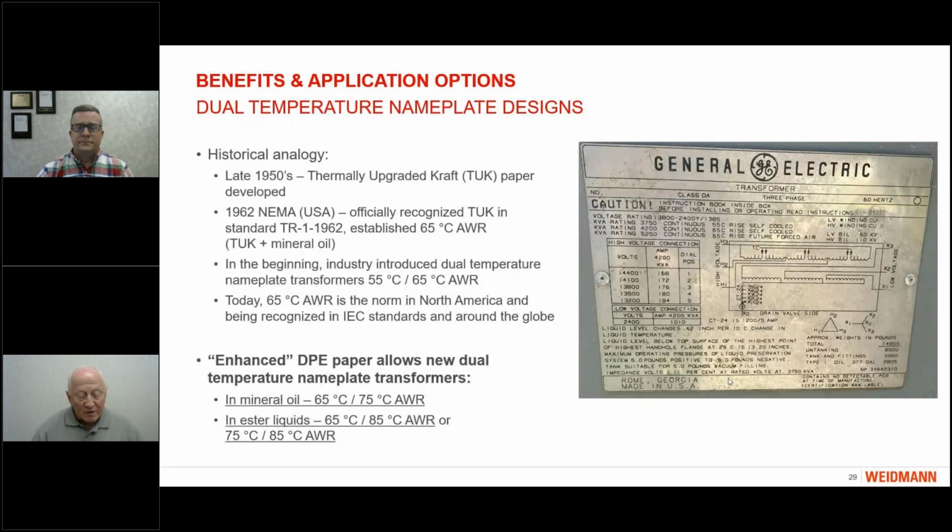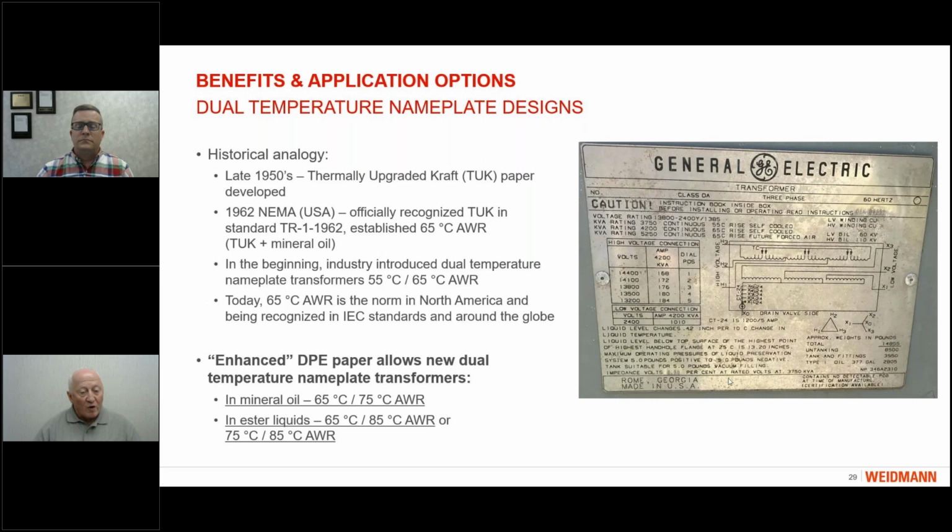So the other concept that I would like to introduce, based on the higher thermal capability of the insulation system, is the so-called dual temperature nameplate design, or dual nameplate rating transformers. If we look at a historical analogy, we can recall that thermally upgraded kraft paper was developed in the 1950s. Several years later, this paper was recognized by the engineering society and standardized as a 65 degrees average winding rise insulation system. So thermally upgraded kraft paper and mineral oil was defined as a 65 degrees average winding rise system.